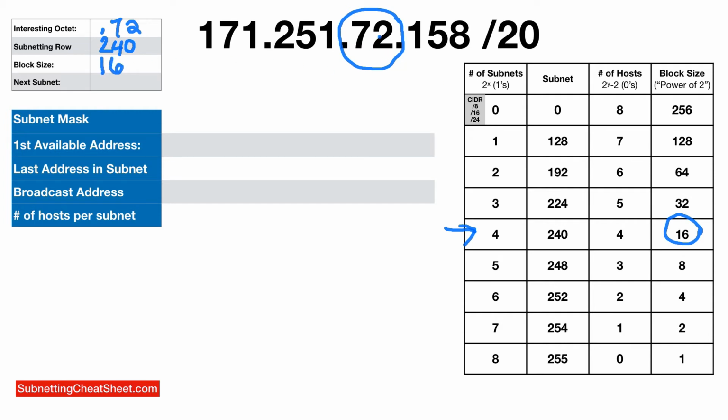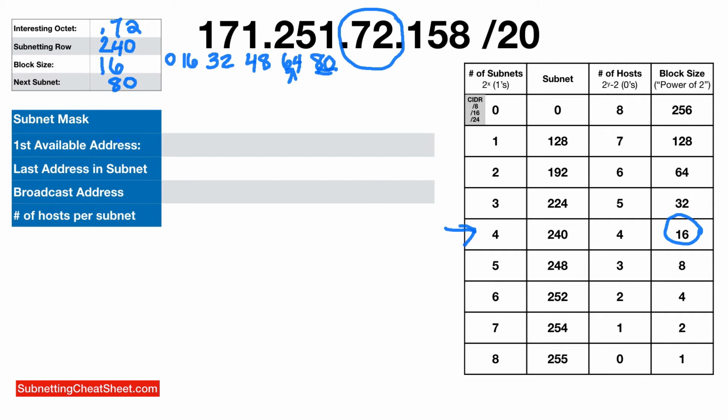And find our subnet. So we're going in blocks of 16. So let's see if we can do it here. 0 plus 16 is 16, plus 16 is 32, plus 16 is 48, plus 16 is 64, plus 16 is 80. Okay, so it looks like 72 is going to fall inside this block. And we need this to find the broadcast address. So we know that the next subnet is 80.